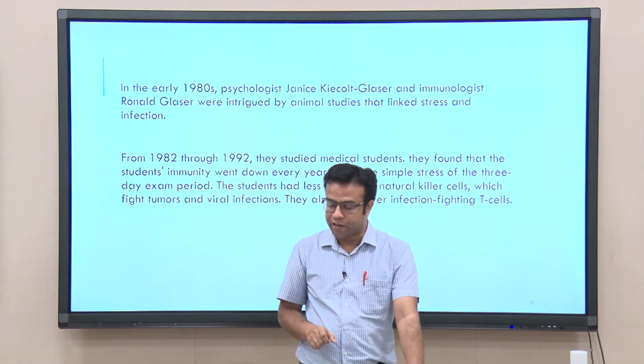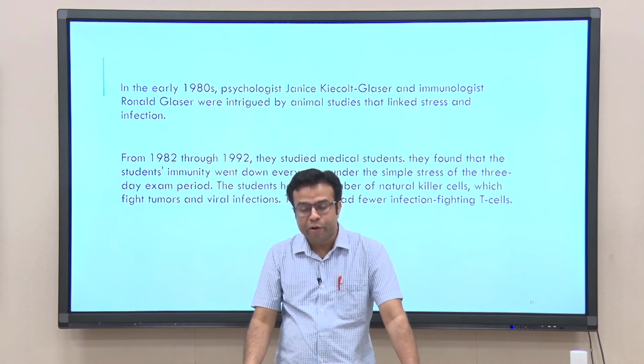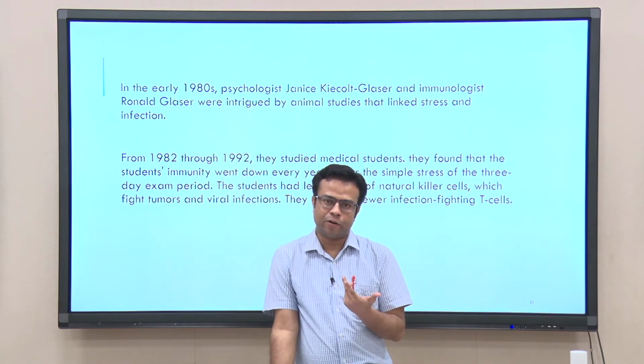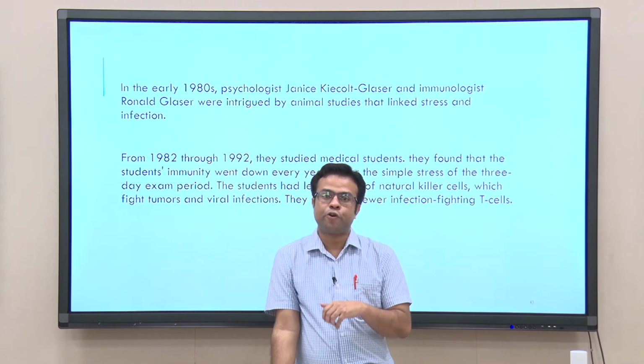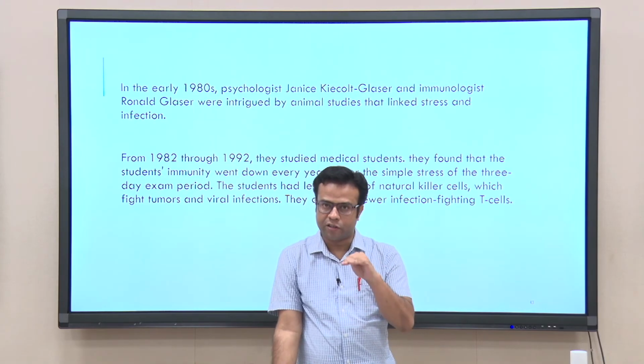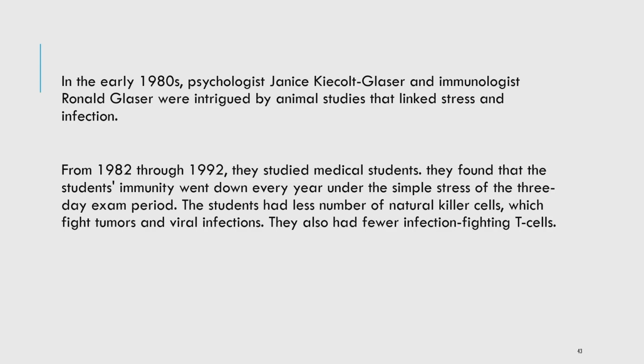they studied medical students, and they found that students' immunity went down every year under the simple stress of the 3-day exam period. They found consistently that during the exam period, the immune system of most of the students went down. Students had fewer natural killer cells, which fight tumors and viral infections. They also had fewer infection-fighting T cells. So this study shows how, under stress, particularly during the exam period, stress suddenly rises, and with that rise many immune cell functions were suppressed.